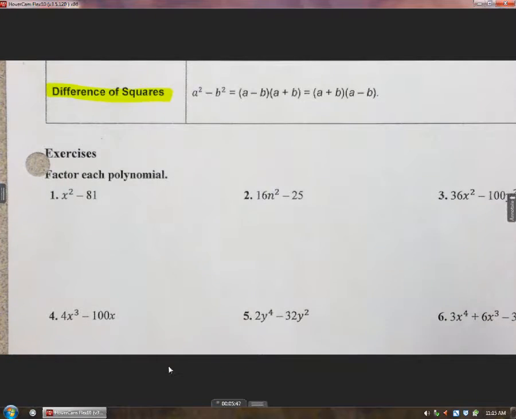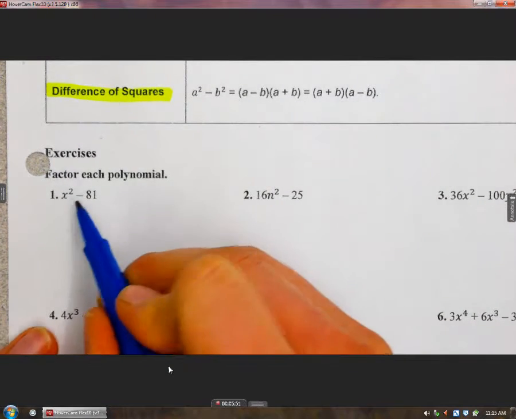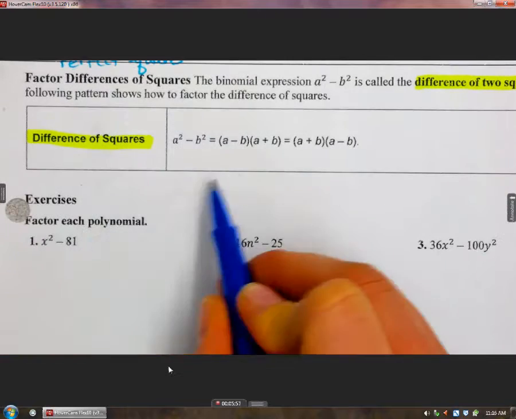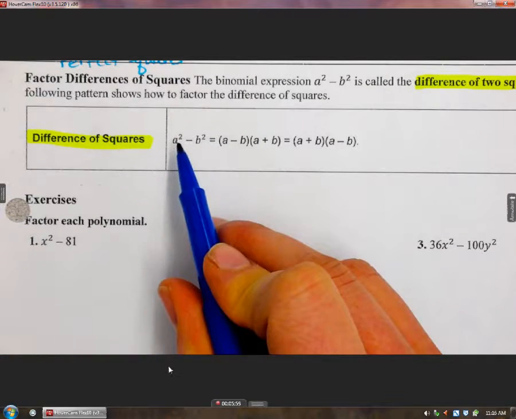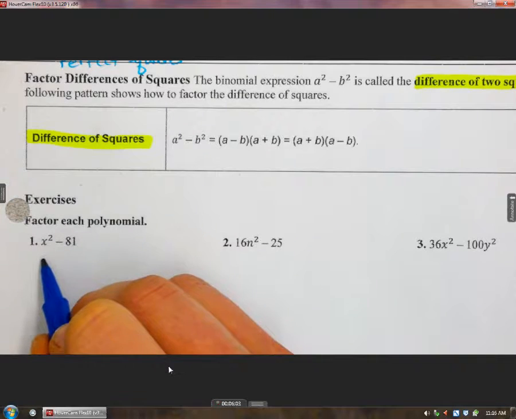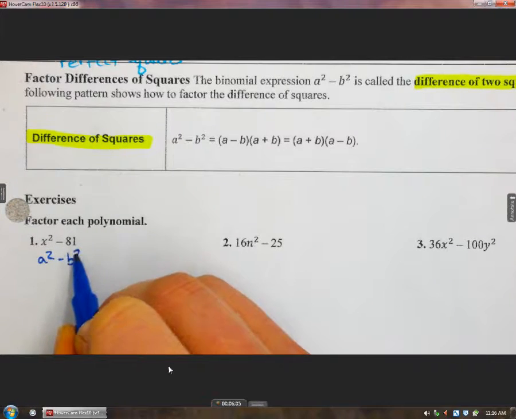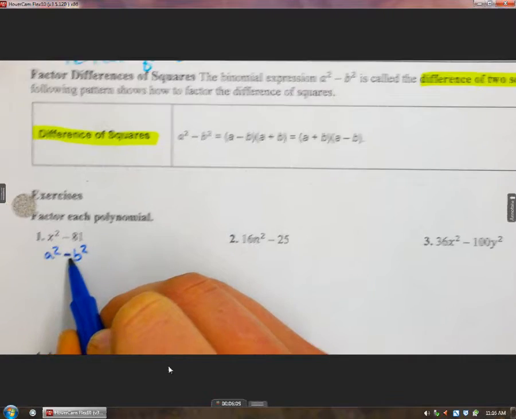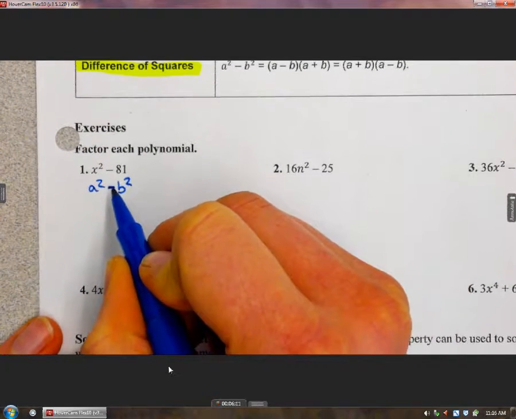Okay, so what they want us to do down here is factor the polynomial. So what I first need to do is figure out, okay, well, I need something. In order to use this perfect square thing, I need an a squared minus b squared. So if I'm trying to find a squared minus b squared, the first thing I check for sometimes is this minus sign. And good news is that this is a minus sign.